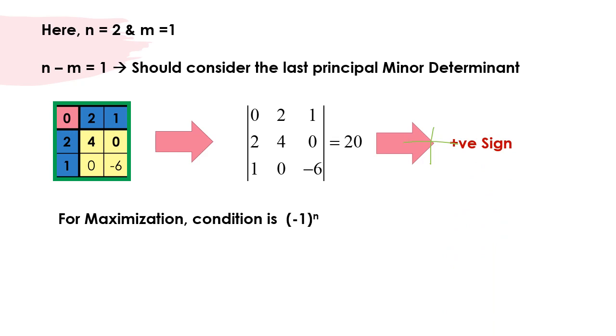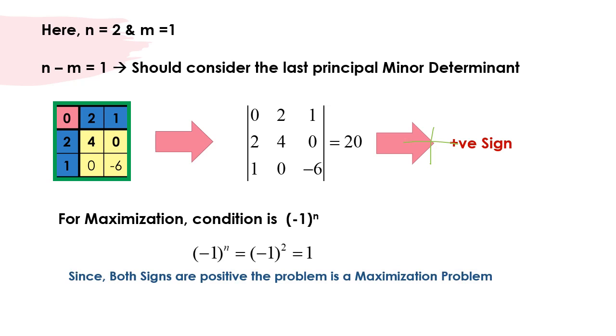Now I will check the maximum condition. The maximum condition is minus 1 power n. When I substitute it, I will get 1, which is also a positive sign. So both are equal, and so this problem is a maximization problem. So I can write it like this: x1 is 3, x2 is 2, and z max is 42.